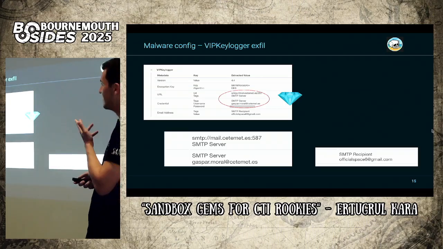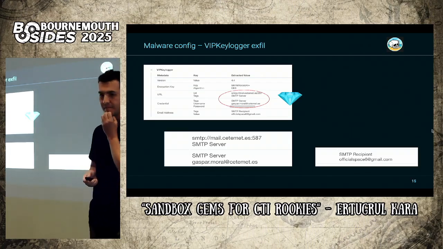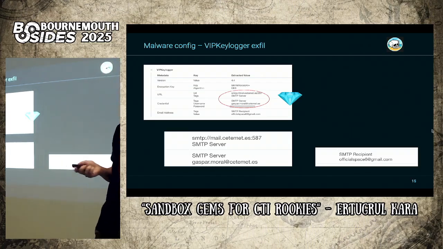From here, it's getting really interesting, because when I look at that, I see that there is an SMTP exfiltration going on, and there is actually username and password data, so credentials.